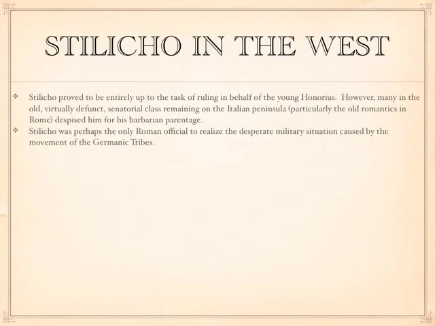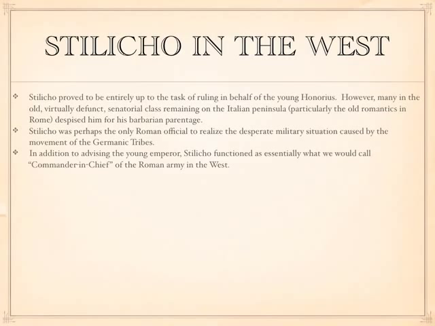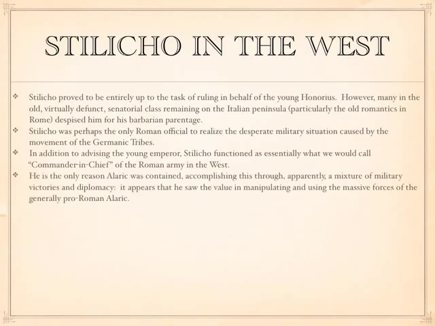Stilicho was perhaps the only Roman official, east or west, to realize the desperate military situation caused by the movement of the Germanic tribes, which he had spies and reconnaissance missions reporting to him on a daily basis. And the unrest in Western Europe was something that he knew couldn't bode well for the empire. In addition to advising the young emperor, Stilicho functioned as what we would call today a commander-in-chief of the Roman army in the West. He made all relevant decisions in military matters, and his word was the word that mattered. Keep your eye on that idea because it has some tragic results.